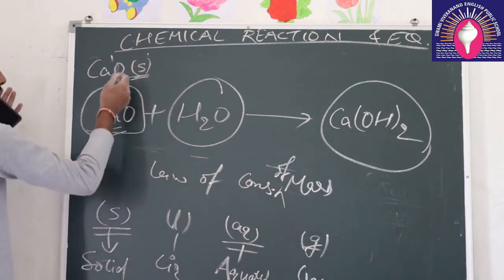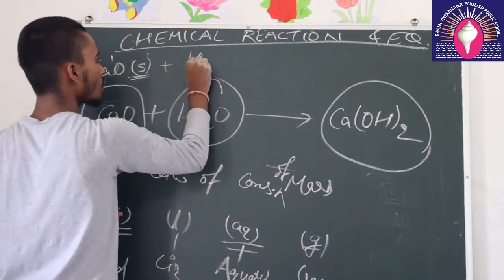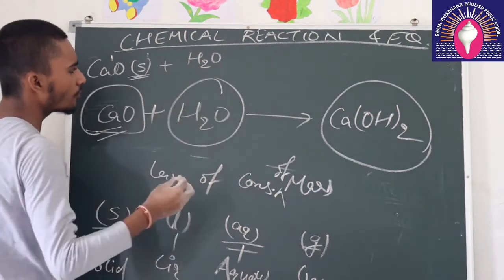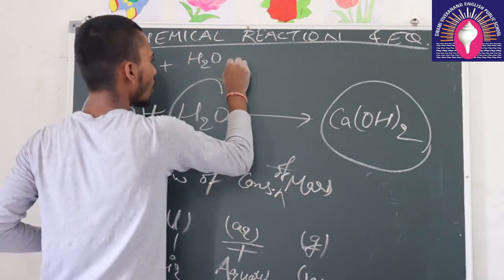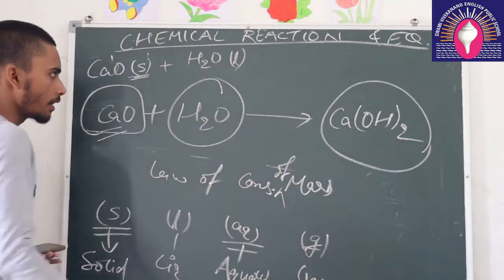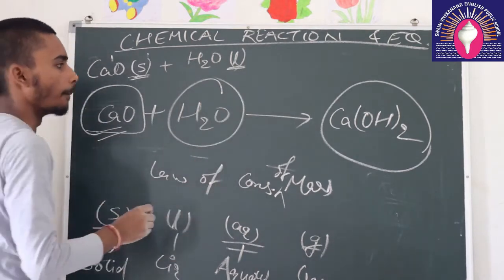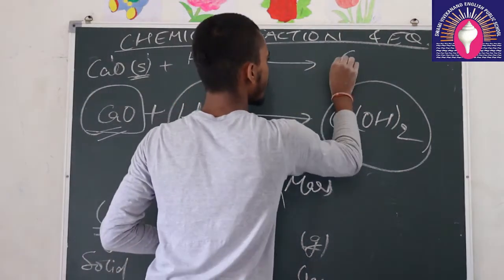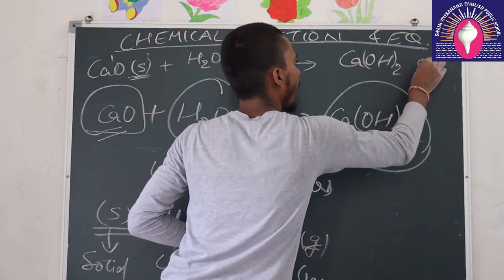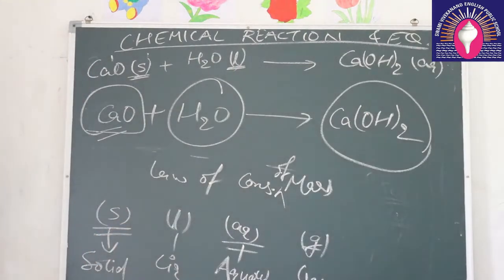representing that calcium oxide is in solid form, plus H2O. Here H2O is in liquid form, so we will write H2O with (l). This represents that water is in liquid form, and it gives Ca(OH)2. It is in aqueous form. Aqueous is the mixture of solid and liquid.